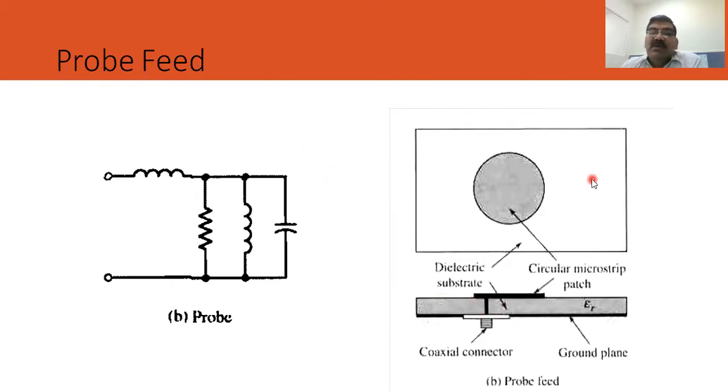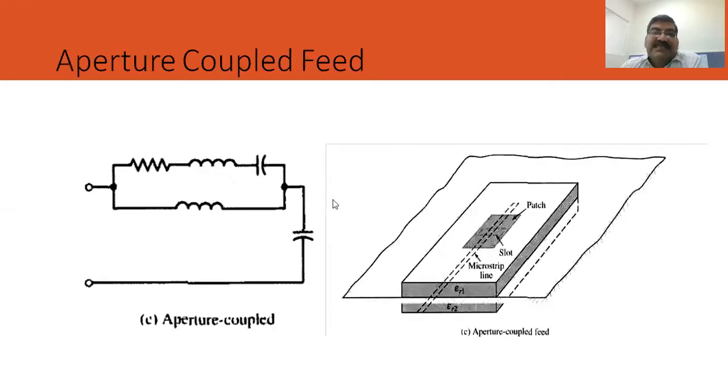So these are two techniques, the microstrip line and the probe feed. These are very easy to understand. Then next is the aperture coupled feed. Now this is somewhat very specific. You have to imagine in a very focused way, and then you can understand.